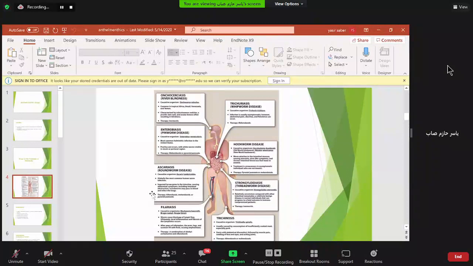Filariasis, the causative organism Wuchereria bancrofti. The worm can block the lymph flow, and ultimately local inflammation and fibrosis of the lymphatics occurs. After a long infestation, the arm, leg, and scrotum fill with fluid, causing elephantiasis. Therapy is usually a combination of diethylcarbamazine and albendazole.